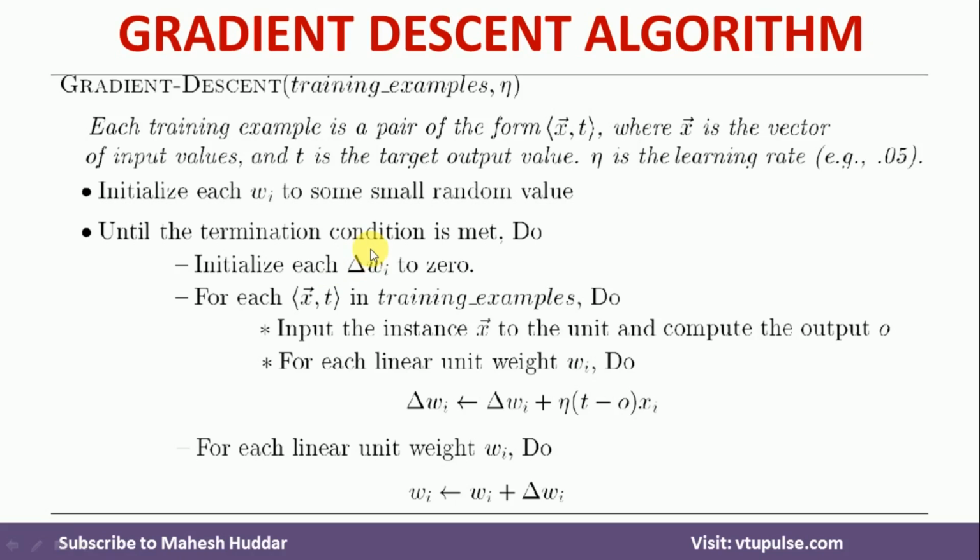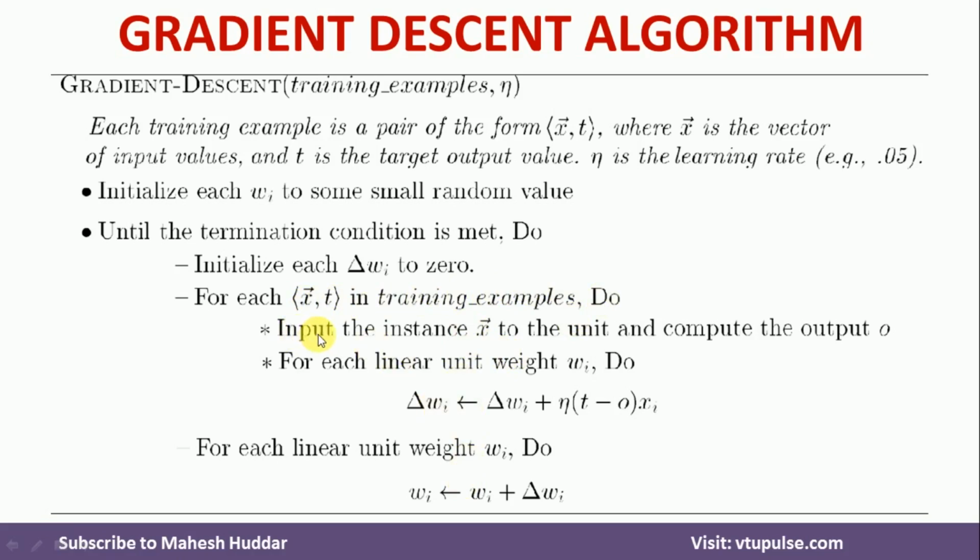Another termination condition is like acceptable error rate. For example, when we have reached the acceptable error rate, we will stop the execution of this particular algorithm, and we consider the final step weights as the weights of the algorithm. So in the first step, we initialize each of the delta Wi to 0. This delta Wi is used to modify the weights Wi. For each training instance, that is (x vector, t), we perform the following steps.